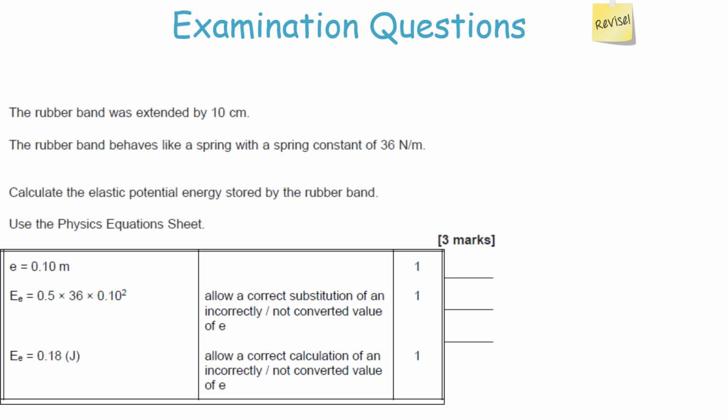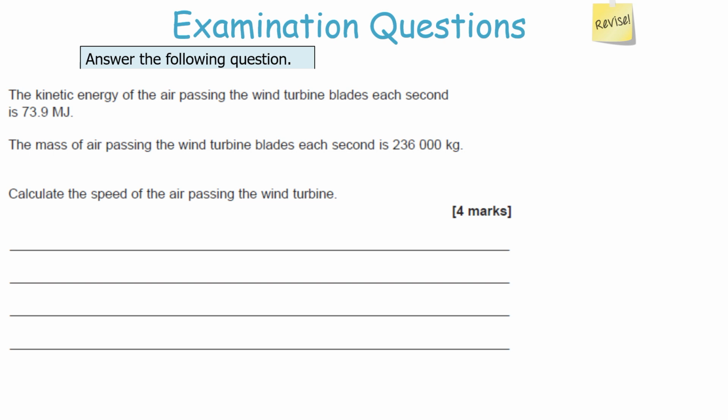You then substitute this into the equation. So do a half times 36 times 0.1 squared, and it's only the extension that is squared, not the entire equation. So make sure your brackets represent that in your calculator, and you get an answer of 0.18 joules. The next question says the kinetic energy of air passing a wind turbine's blades each second is 73.9 megajoules.